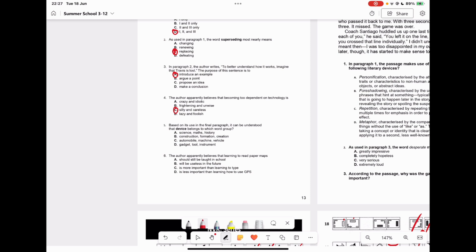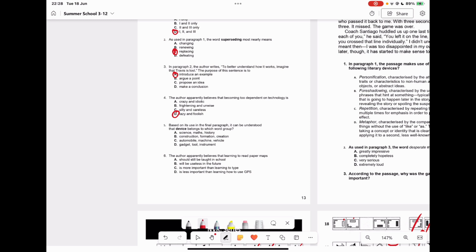What would it actually be? Looking again, not crazy and idiotic, not really frightening and wise. No, it would be D, lazy and foolish, because he says that humans will become lazy if they do not solve their own problems.